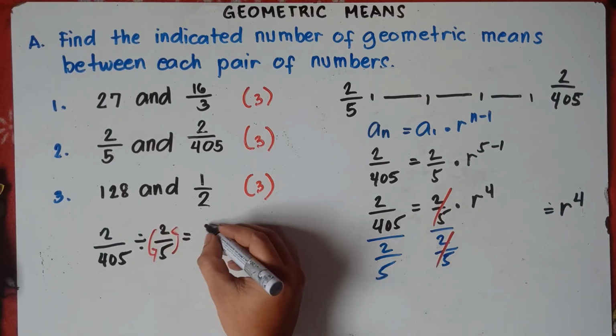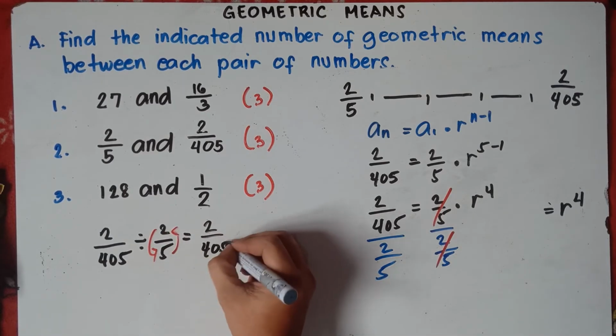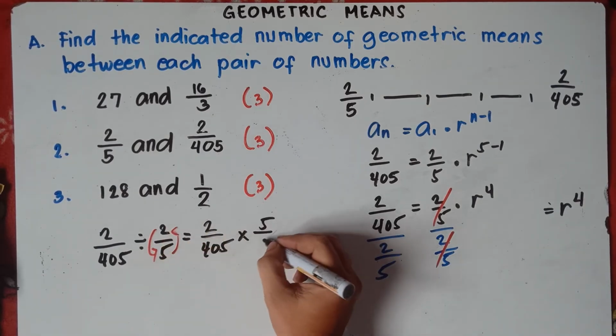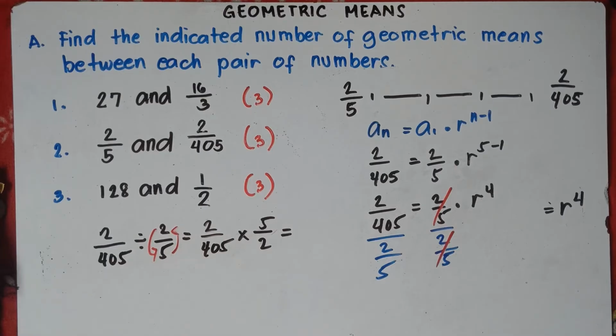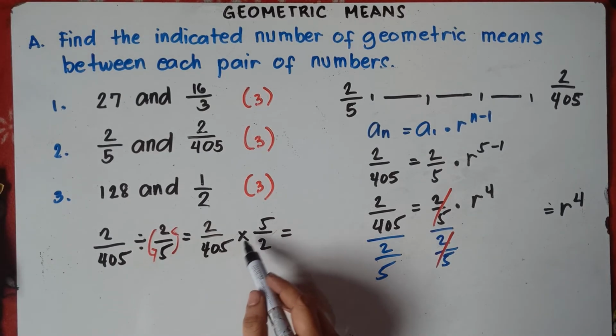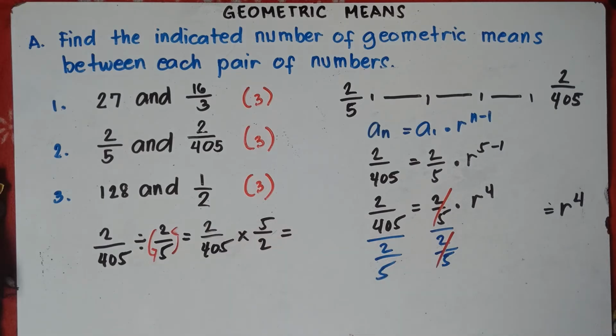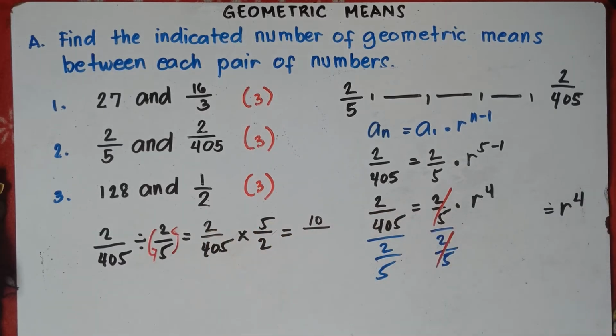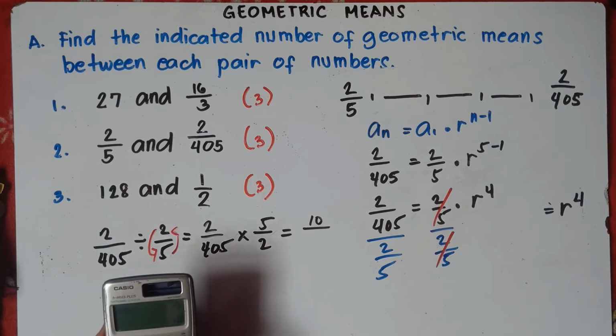Alright, so this will be 2 over 405 times, so get the reciprocal, 5 over 2. So we can cancel this out. So 2, we can cancel it. If it's hard for you to cancel, you can just simply multiply. 2 times 5 is 10. Then 405 times 2, let me just use the calculator. 405 times 2, that's 810.